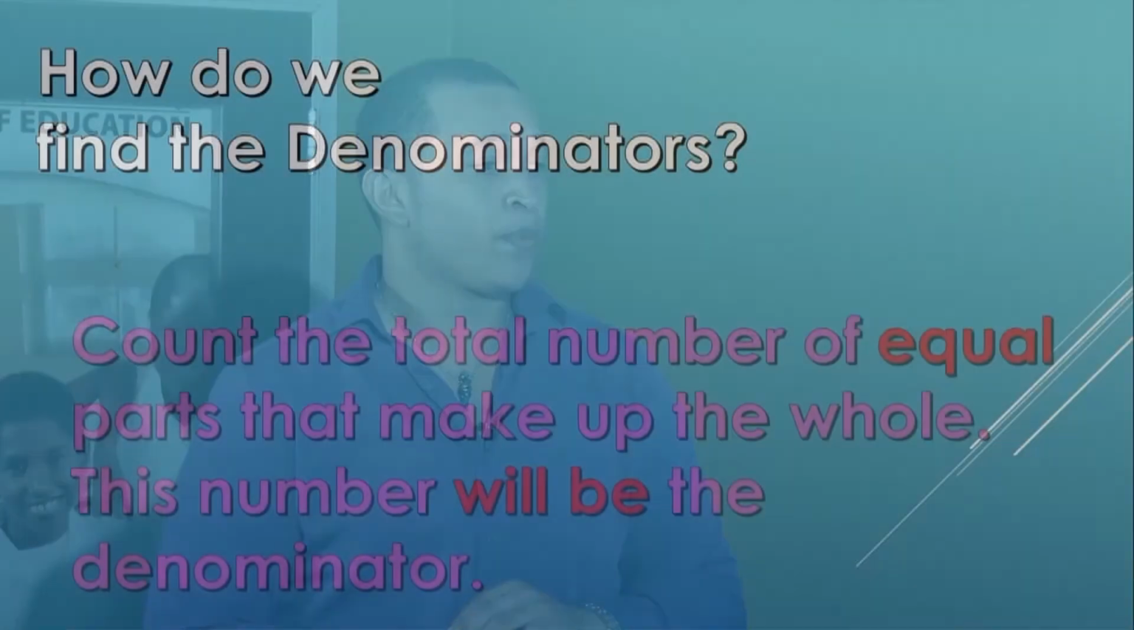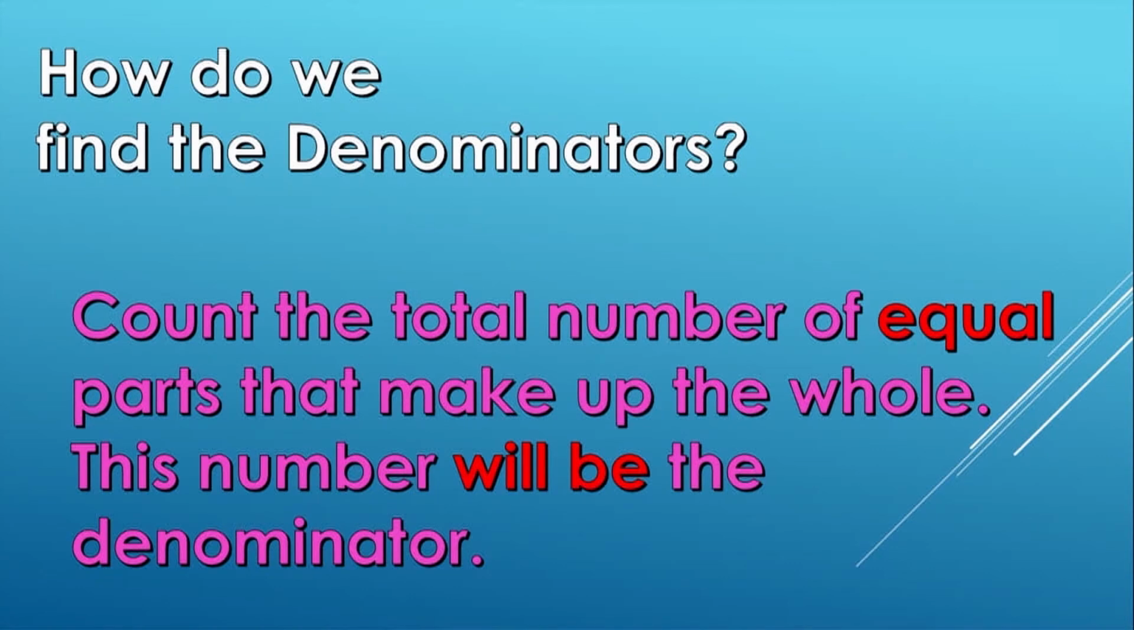Good. So finding our denominator now. In order to find your denominator, you count the total number of equal parts that make up the whole. This number will be the denominator. So if they give you a shape or something with 57 equal parts, then your denominator will have to be 57. If it's 4 equal parts, it has to be 4. If it's 8 equal parts, it has to be 8. Whatever the total number of parts in that whole is, that is what you have to use as your denominator.